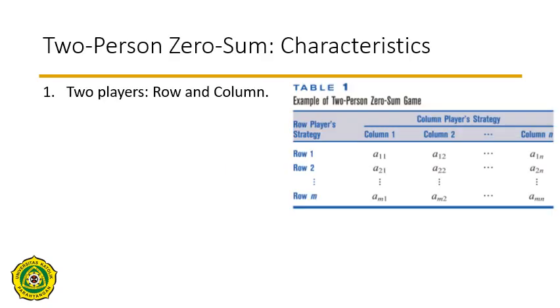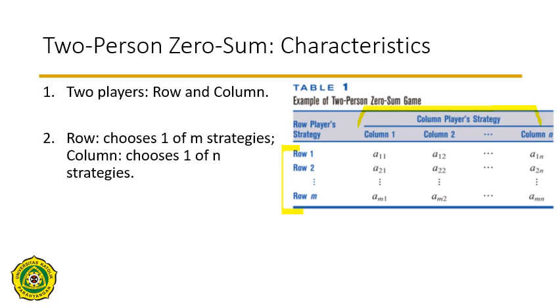Here are the characteristics of a two-person zero-sum game. The game involves two players. One player is called the row player and the other player is called the column player. You can see here that the row player may choose one of M strategies. So there are M rows because the row player may choose one of those M strategies. On the other hand, the column player may choose one out of N strategies. Therefore, we have N number of columns.